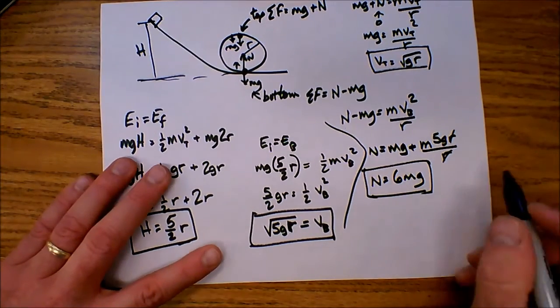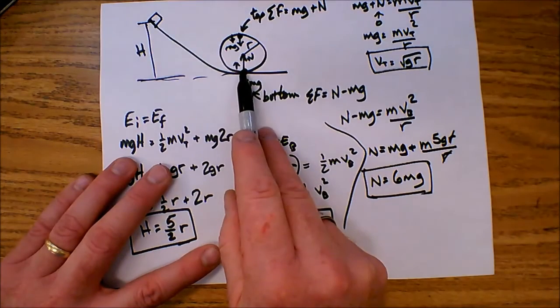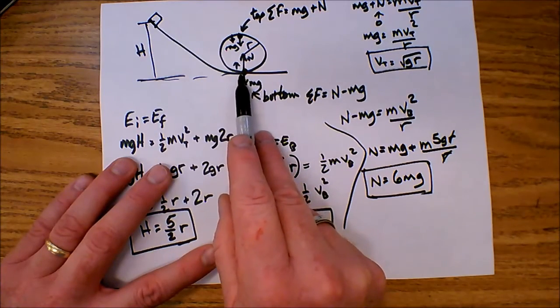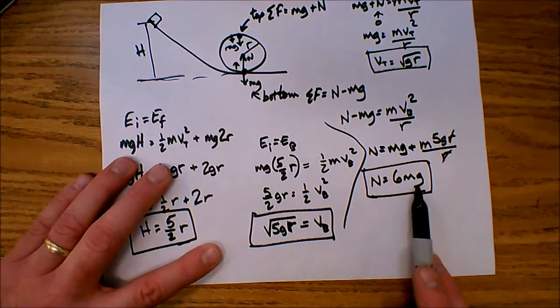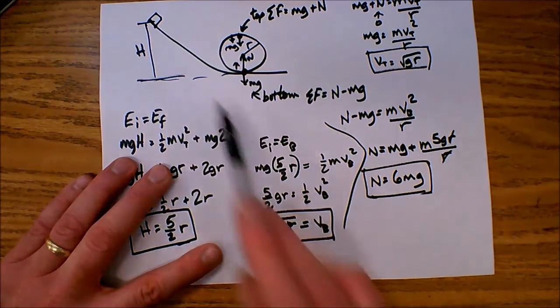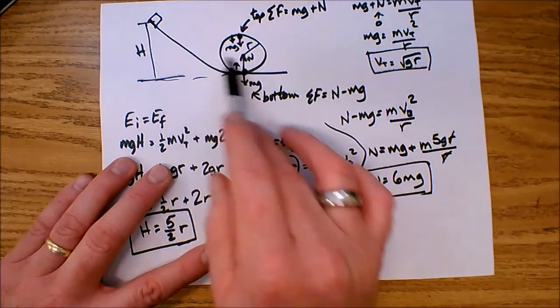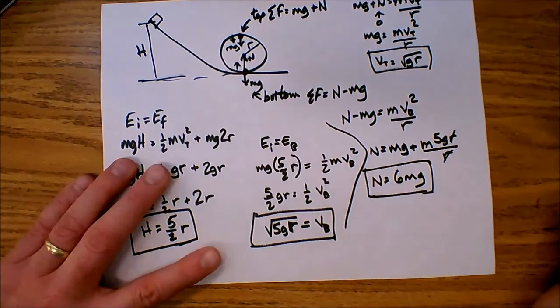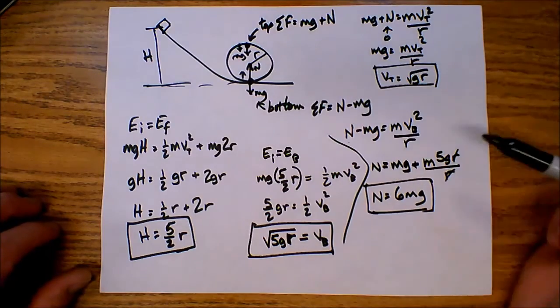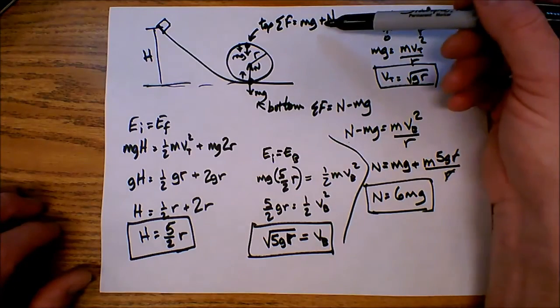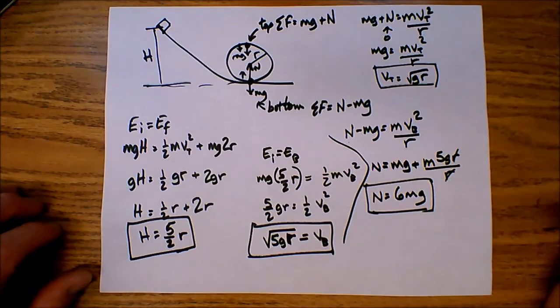So if there were a scale at the bottom, remember, the normal force measures what the scale would say. It would read on the scale that you weigh 6 times your actual weight. So that's how fast you're moving in this loop-the-loop problem. Hope this gives you a better idea of how to solve some of the circular motion problems, especially those involving forces and energy. And there you go.